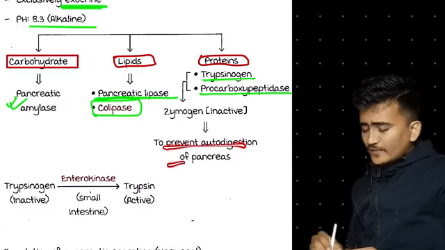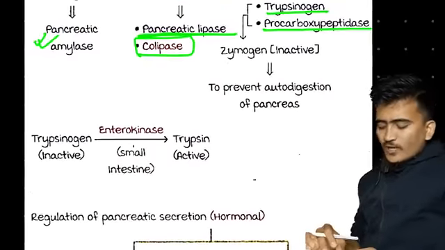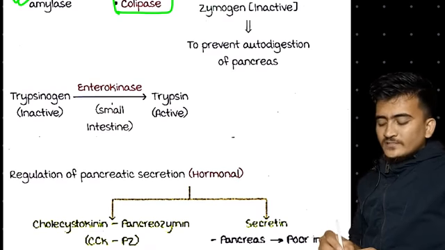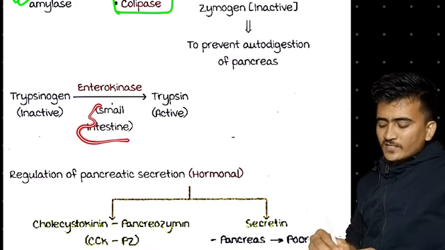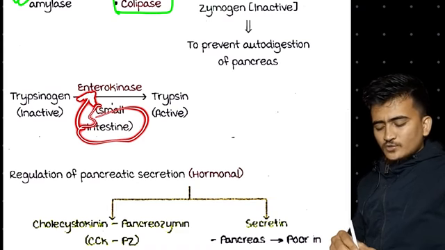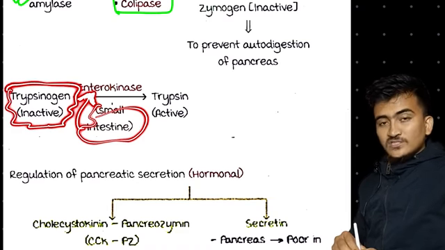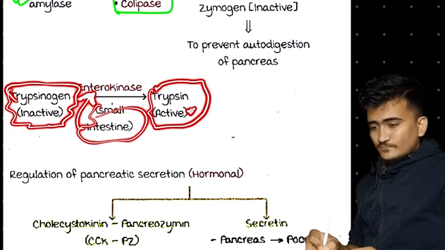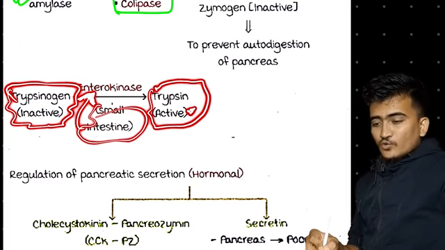So how will they be converted into the active form? They will be converted into active form in the small intestine, where we have enterokinase, and this enterokinase will convert trypsinogen, which is in inactive form, into trypsin, that is the active form. So this is how it is going, right?